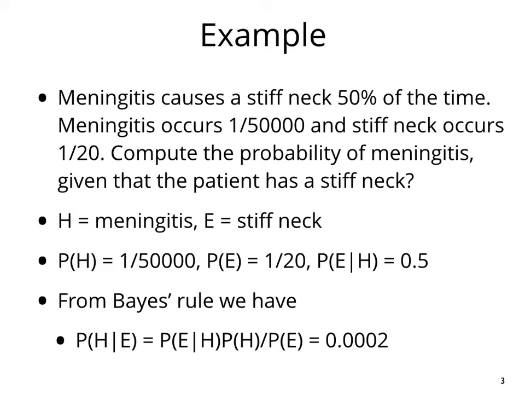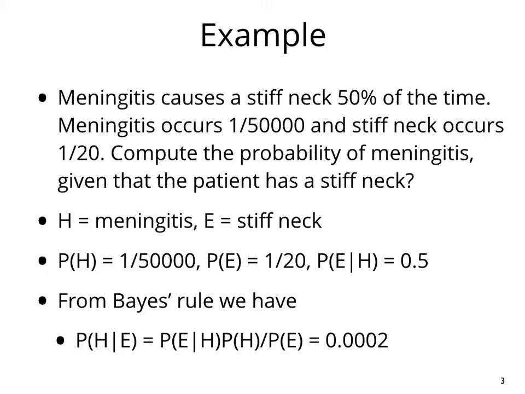So take an example here. Let's assume that meningitis causes a stiff neck with 0.5 probability, and meningitis occurs once in 50,000, and stiff neck occurs slightly more frequently, 1 in 20. And we are required to compute the probability of meningitis given that the patient has a stiff neck. So here the hypothesis is meningitis, and our evidence is that this patient is having a stiff neck.